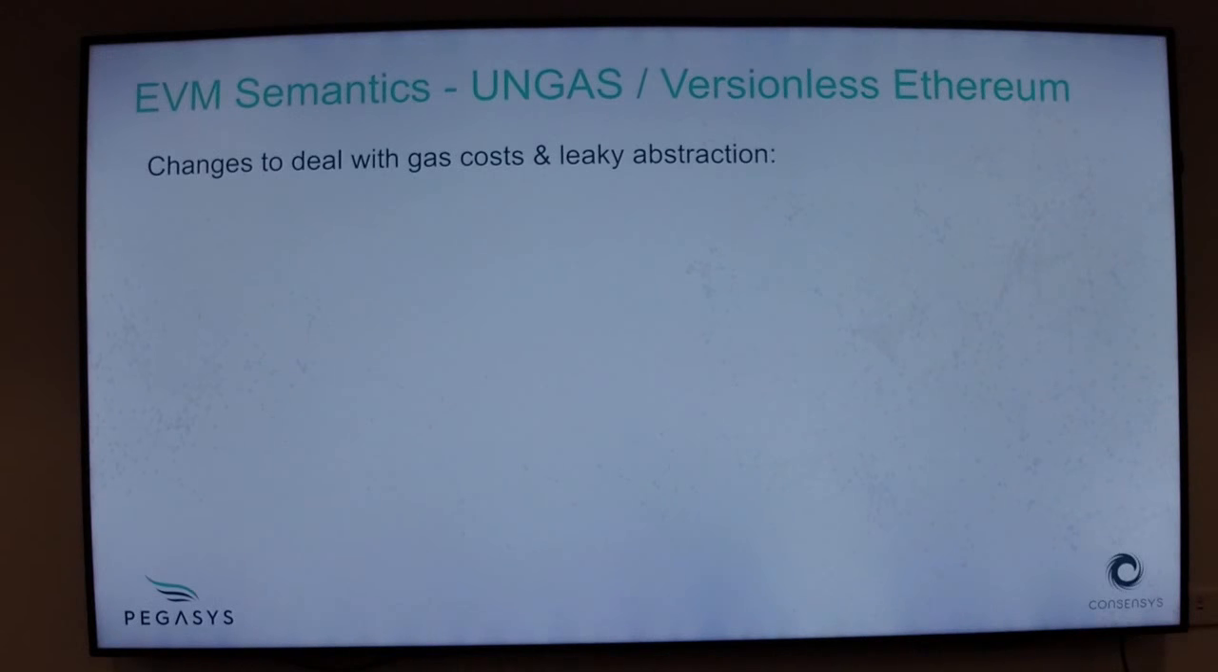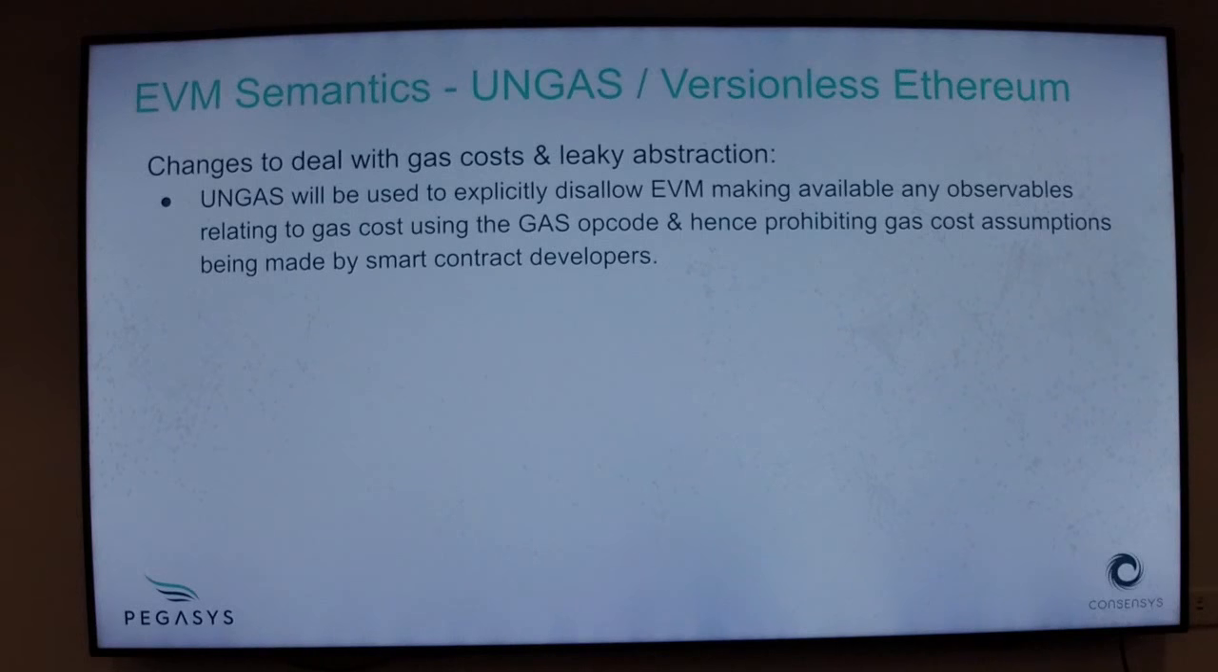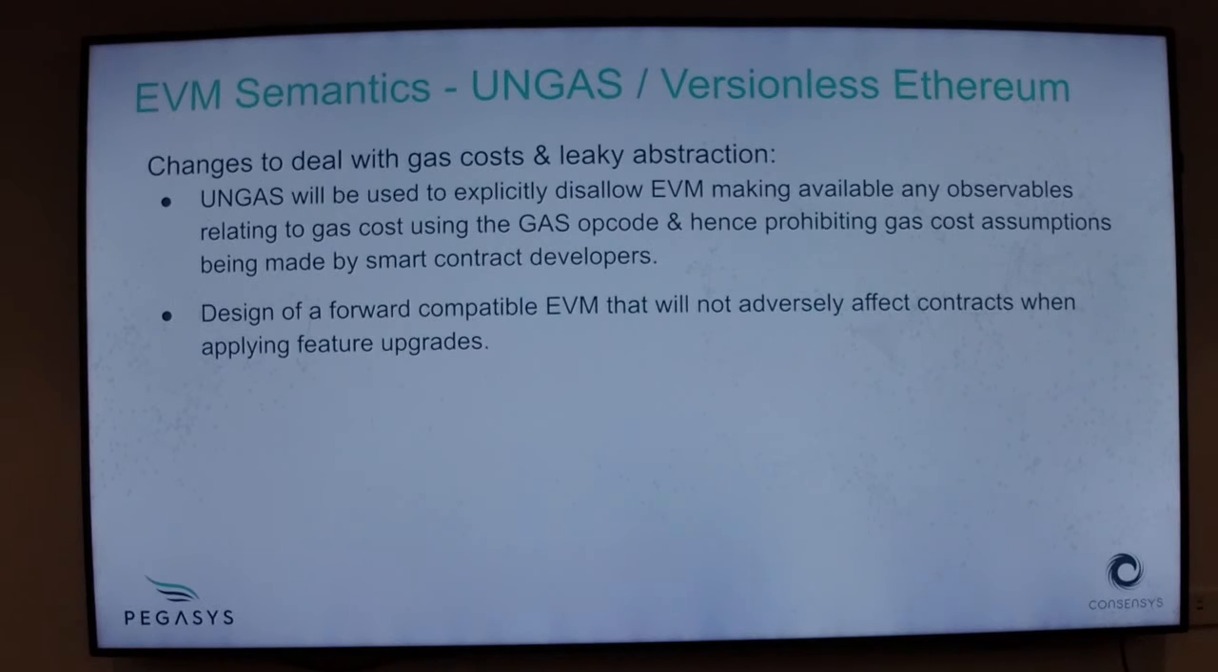So if we look at unguessed and versionless Ethereum, these are changes to deal with gas costs and leaky abstraction. Unguessed is basically unobservable gas, and it will be used explicitly to disallow the EVM from making any observables relating to gas cost during the gas opcode, and hence prohibit gas cost assumptions being made by smart contract developers. The design is of a forward compatible EVM that will not adversely affect contracts when applying feature upgrades.